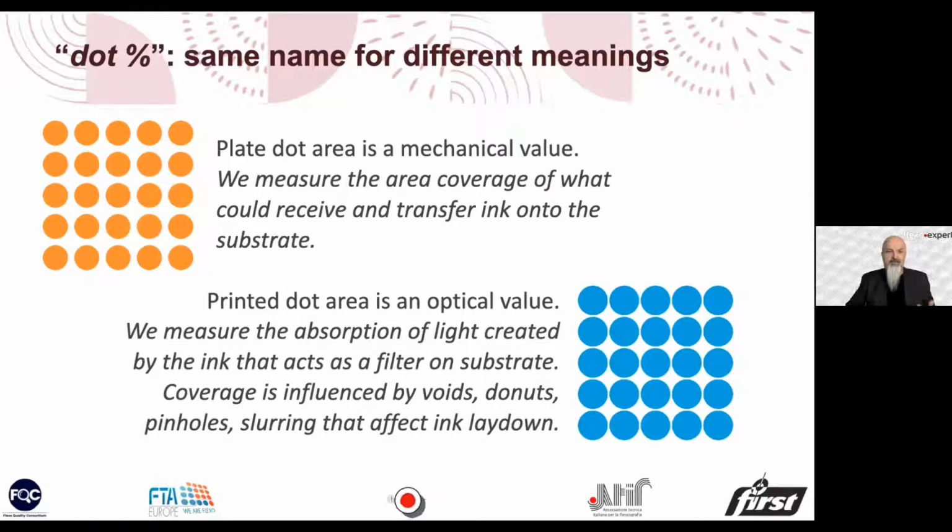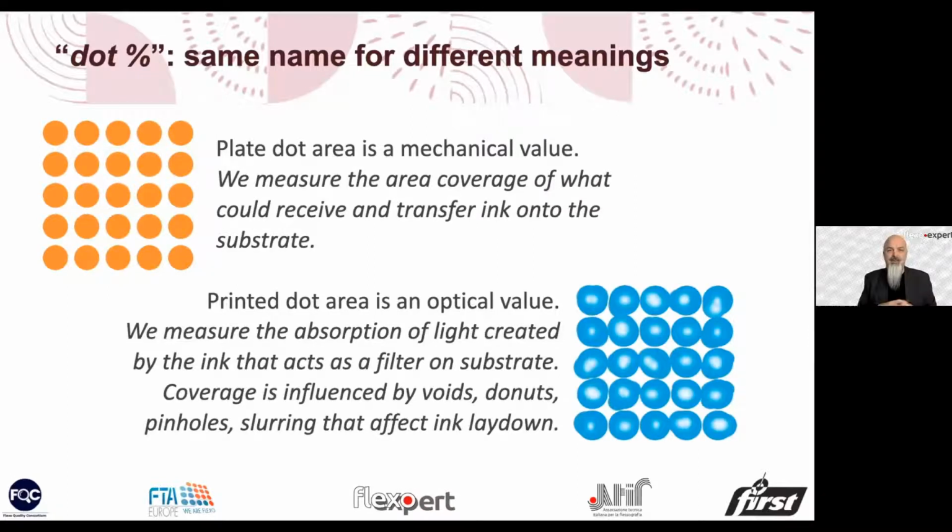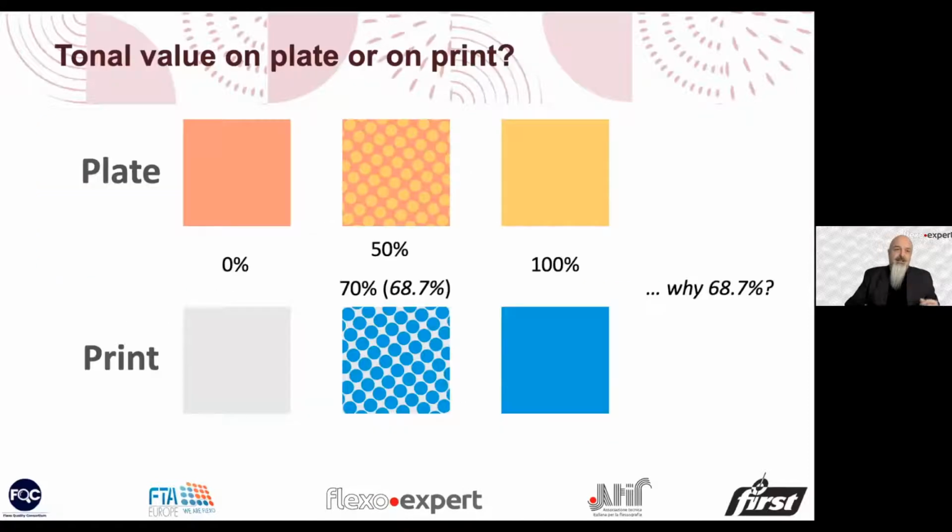And we know that in this case, coverage can be influenced by voids, donuts, pinholes, slurring that affects the ink laydown. That's not the only issue though. It is reasonable that a 50% dot on plate prints a slightly larger dot. But why do we target a 70%, or that specific number, 68.7? There are several reasons. But first of all, let me ask Joe if he can launch the poll, your first poll.